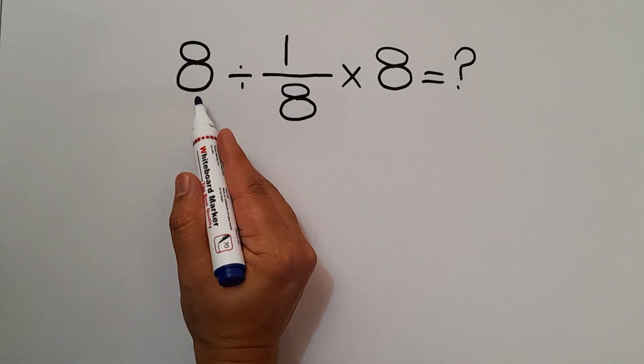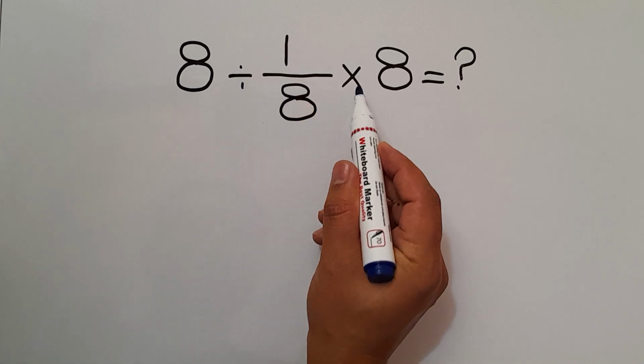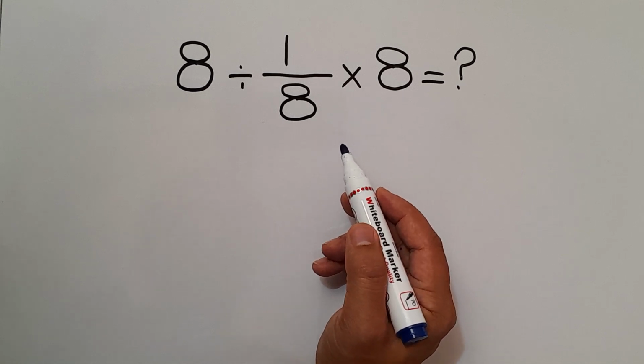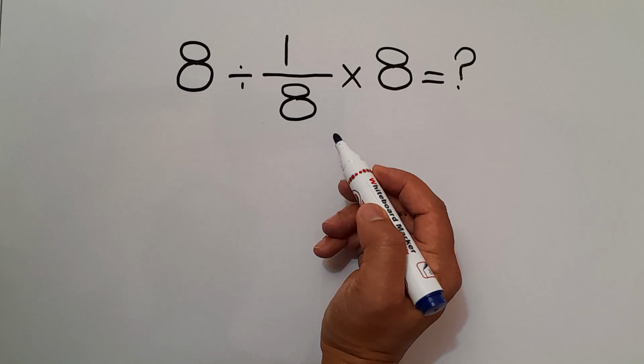In this video, we want to find the value of this expression: 8 divided by 1 over 8 times 8. Are you ready to solve? Let's go ahead and get started. In this expression, we have one division and one multiplication.